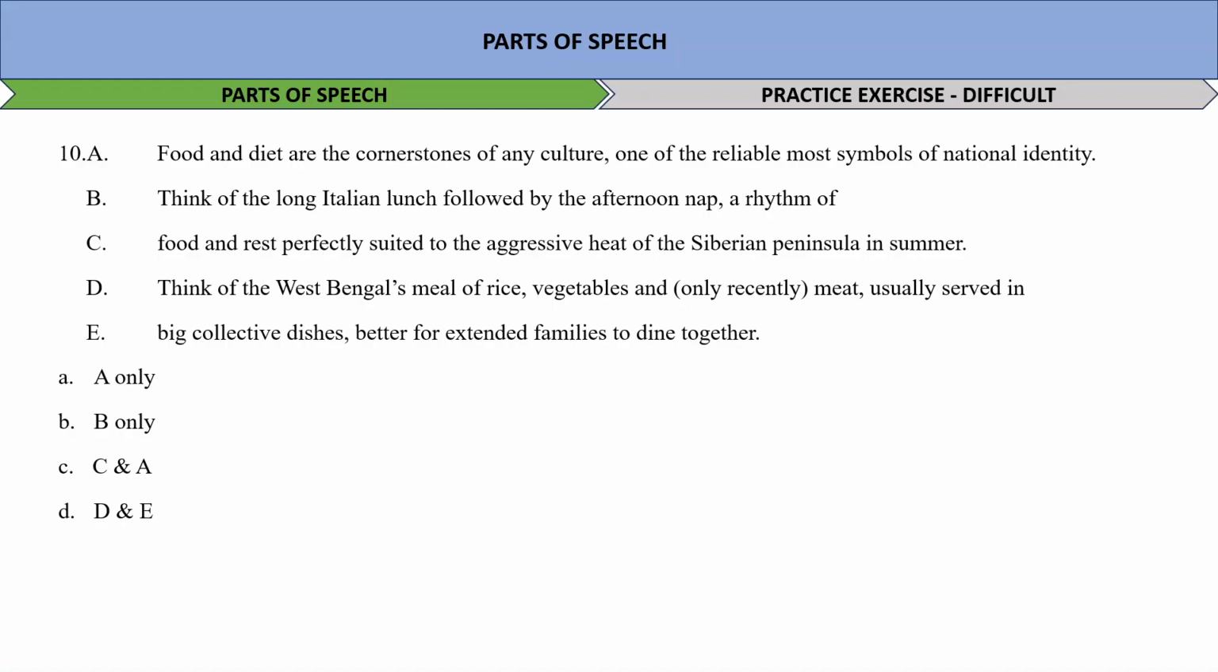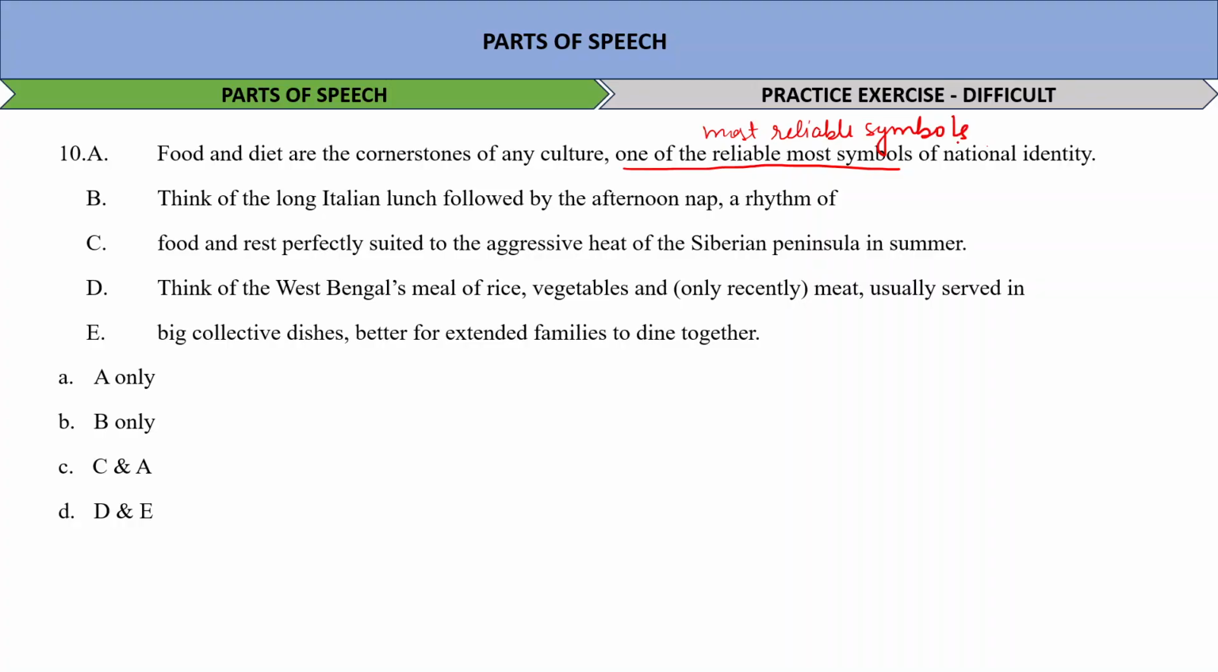Now, when I read these sentences, I could just stop at two places. One, you see, one of the reliable most symbols. No, it will not be like this. The sentence is not framed appropriately. It should be one of the most reliable symbols of national identity, right?